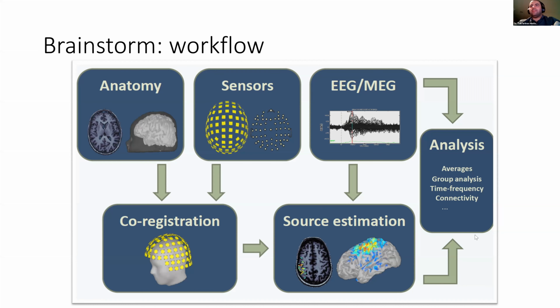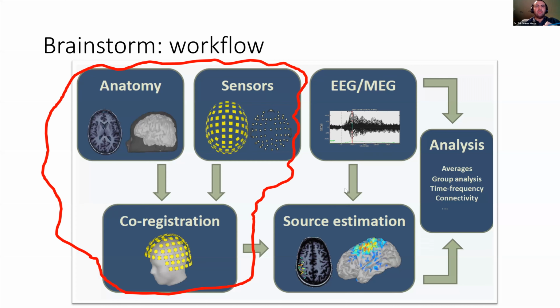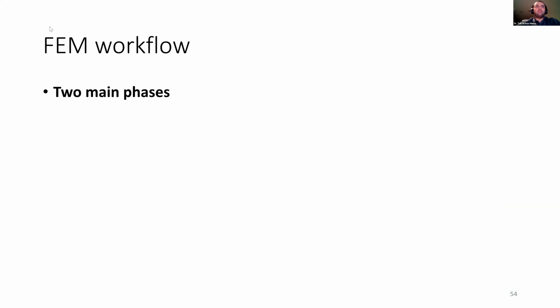And of course, there are a lot of features that can be done; for example, we can average the signals, do a lot of statistical analysis, frequency domain, connectivity, and a lot of features that are still ongoing. So today I will just focus on these parts, which is mainly the forward problem as I explained before, and it will be based on the finite element methods that I showed before as well.